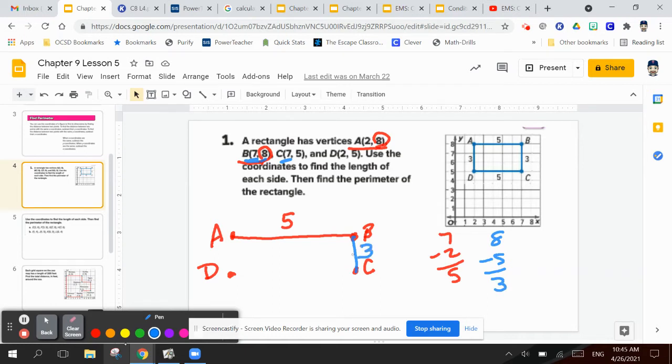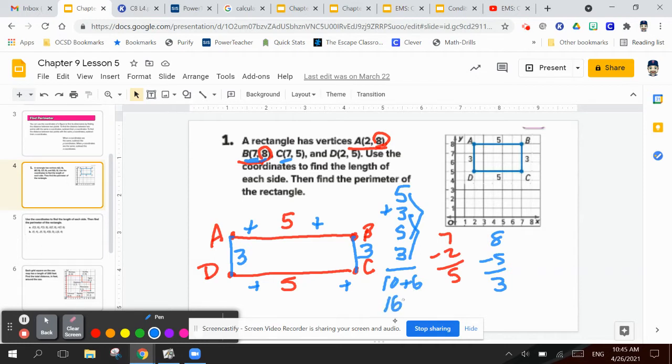Well, what I know about rectangles is that opposite sides are equal. So that means C to D is 5, and A to D is 3. So to find the perimeter, I have to add all the sides together. So I have 5 plus 3 plus 5 plus 3. 5 and 5 is 10. 3 and 3 is 6, so 10 plus 6 is 16. And it's units because there's nothing there to tell me otherwise.